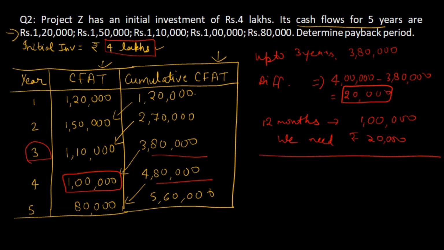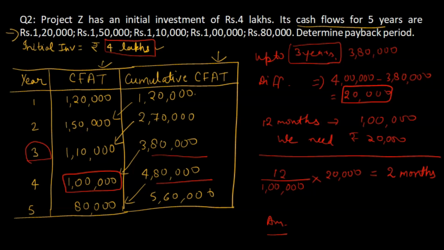So what we'll do here is 12 divided by 1 lakh. In 12 months we are going to recover 1 lakh. Now for 20,000, when are we going to recover it? Just solve this and you will get some number of months. That will be 2.4 months. We have to take it as a rounded off value, so take it as 2 months. So initially 3 years and then these 2 months. So our answer will be 3 years and 2 months.